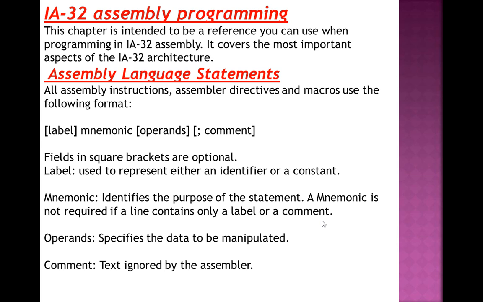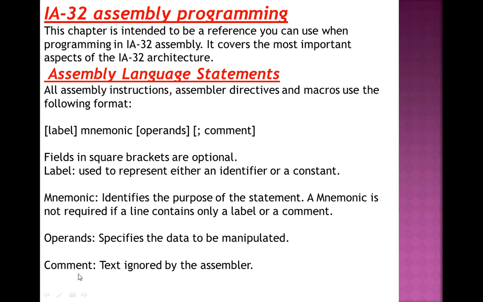So if a line contains only a label or comment, meaning there is no operand, the mnemonic is not required. The mnemonic requirement is only with operands or operators. Whenever there are operands, suppose 2, 3, 4, on which an operation has to be performed, that is known as an operand. If there is an operand, then a mnemonic is used, otherwise it is not. Next, an operand, as I told you, specifies the data to be manipulated, like A, B, C, D, 2, 3, 4, 5.